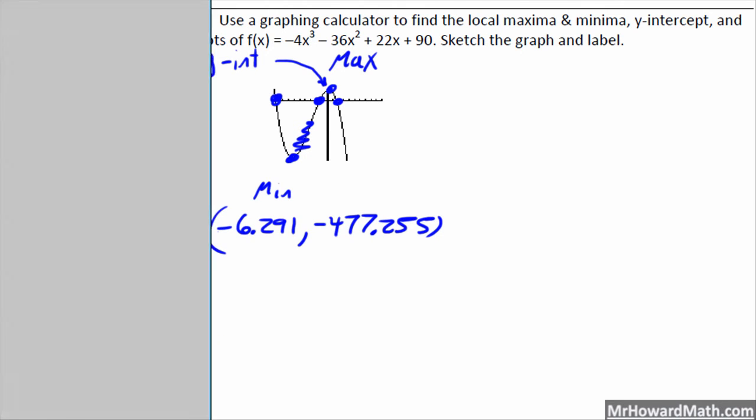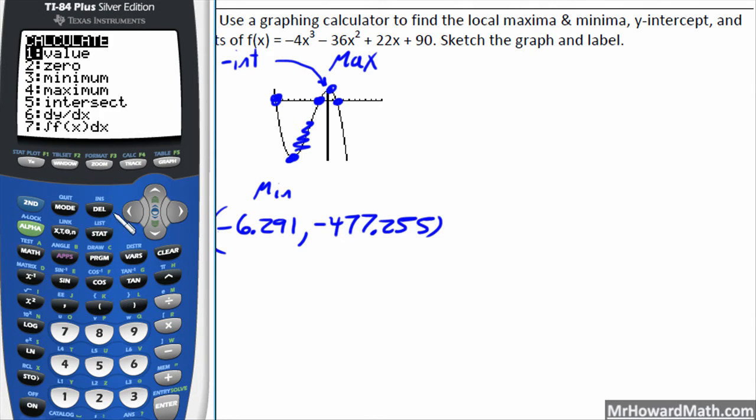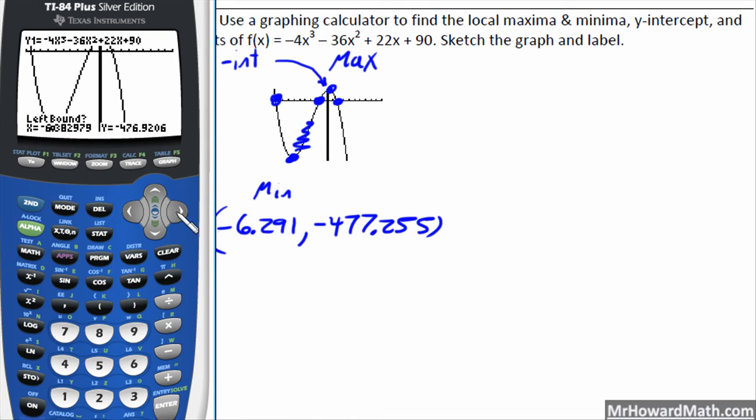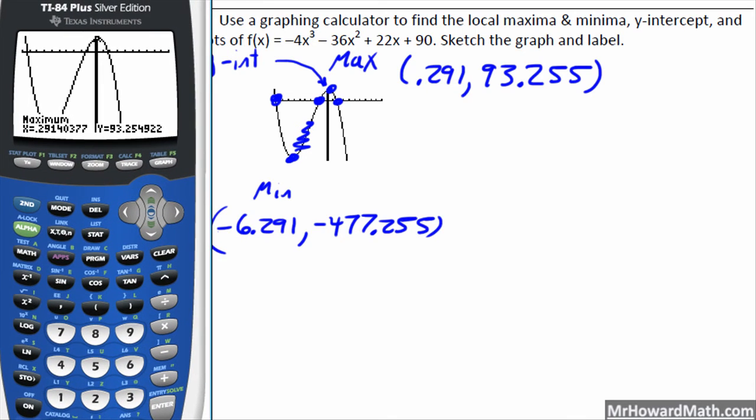So bring the calculator back over, made the calculator a little bigger so we could see it. That would be option 4 for maximum. I want the left bound. The calculator asked me for that, so I arrow near the left side of it, hit enter. Right bound, it asks me for next. I go right of that maximum, hit enter, guess, hit enter again, and it gives me that value. So slide that over, and that would be 0.291 comma 93.255. So that would be the maximum there that my calculator gave me.